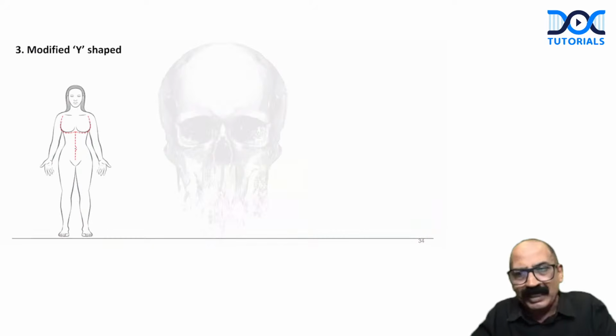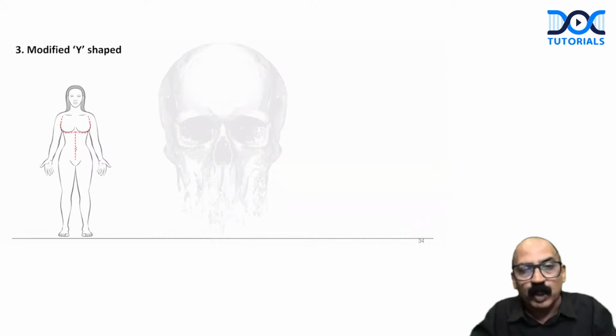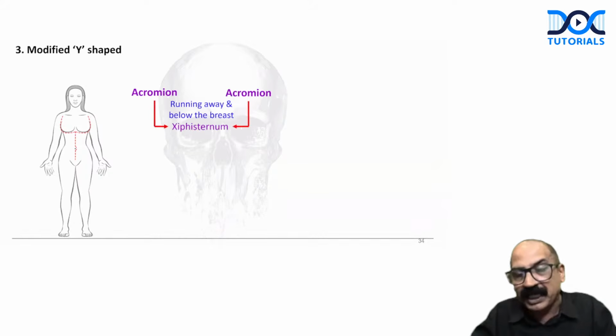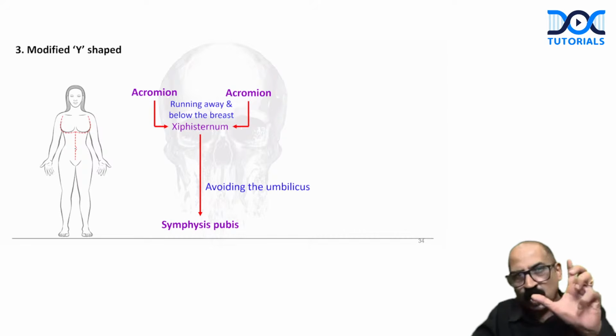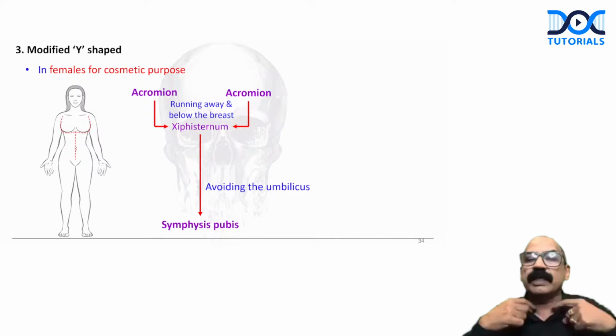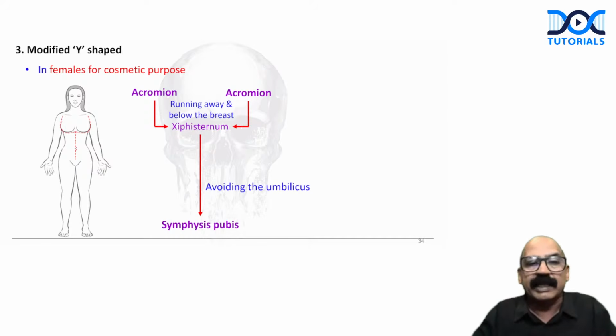Modified Y shape is normally done in females for cosmetic purposes. Here, as you see, the incision starts from both acromions, away from the breast, below the breast, to reach the xiphisternum, down to the pubic symphysis, avoiding the umbilicus. It is for cosmetic purposes because in case of males, you can close the first button and the incision will not be seen. But in females, if they wear a sari blouse or salwar kameez, then the incision will be seen. To avoid that, they can use this.